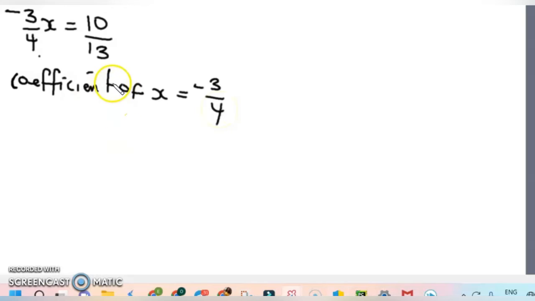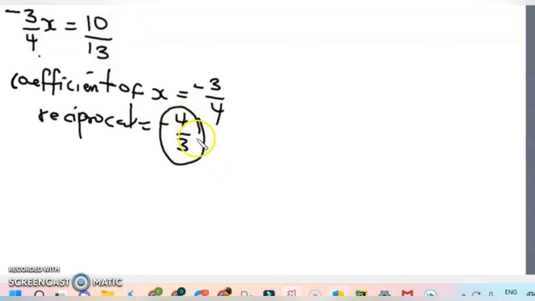Reciprocal means that we are writing the number upside down. So the reciprocal of negative 3 over 4 is negative 4 over 3. So what we do is just to multiply both sides of the equation by negative 4 over 3. Like this. In algebra, a dot can be used to replace the multiplication sign, so that the multiplication sign is not confused with the variable x.